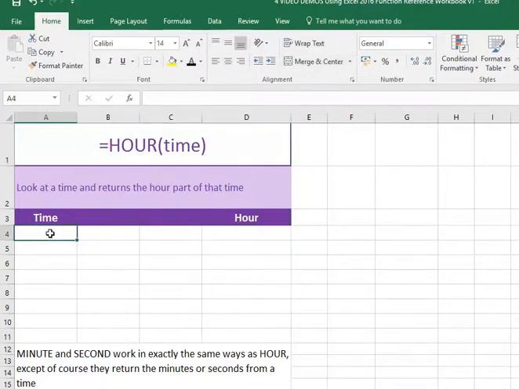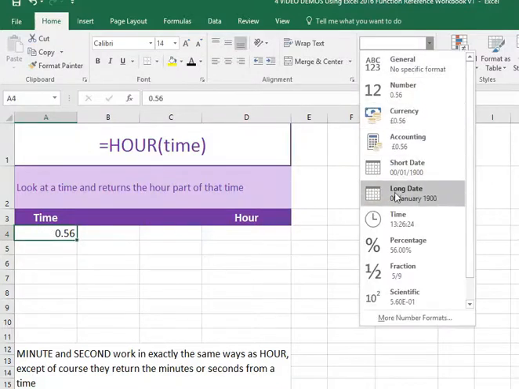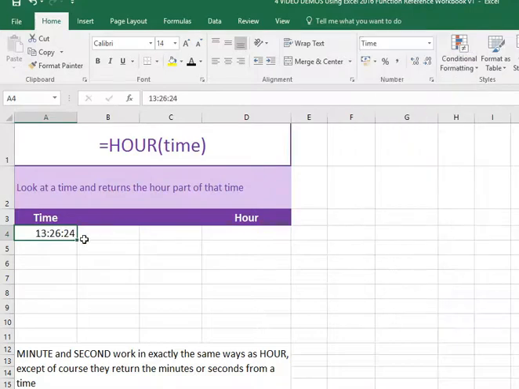So as an example, let me put a time in. I don't know what this number will represent, but put 0.56. I'm going to turn it into a time format, and there we are. It's 26 minutes past 1 and 24 seconds after that time. What I want to do is just extract the hour part of that time.